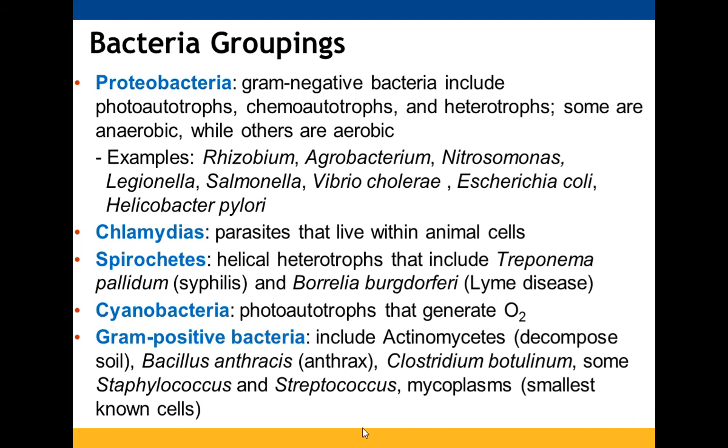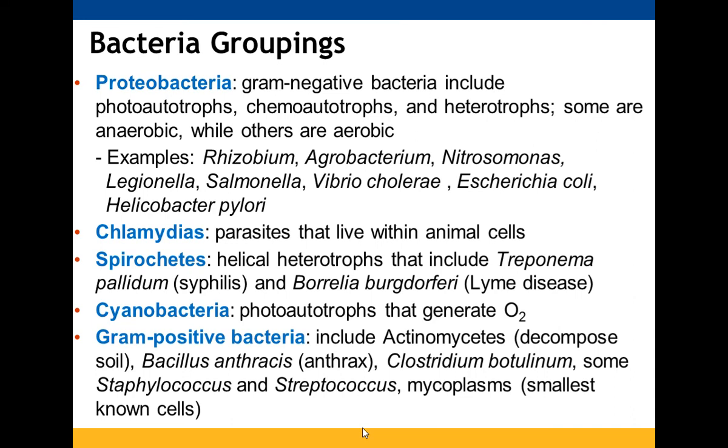E. coli is a very common one that causes bacterial infections. You may have heard of Legionella before and Salmonella. Vibrio cholera. Helicobacter pylori is definitely a source, I've been told, of intestinal issues. Chlamydias are parasites that can live within animal cells. Gross. Spirochetes are helical heterotrophs. Syphilis, and then Lyme disease is probably the one that more people are familiar with.